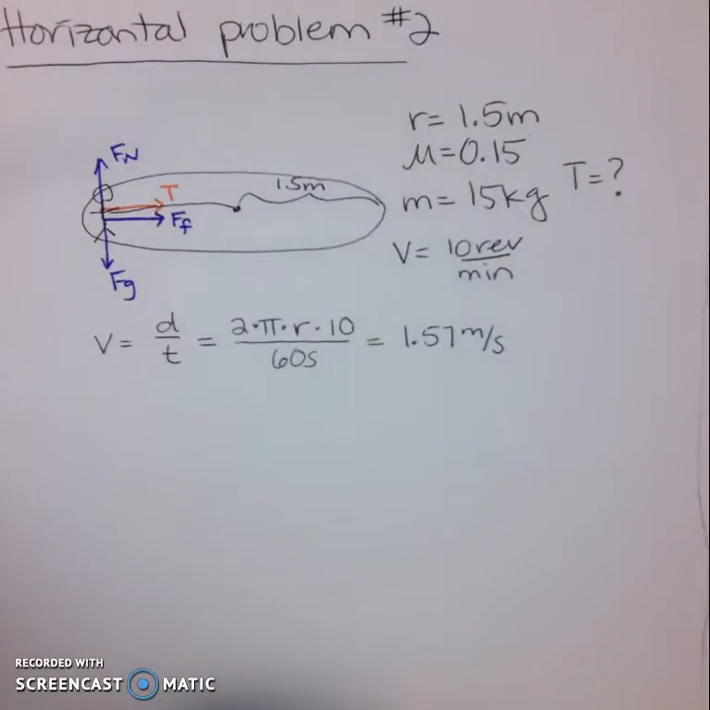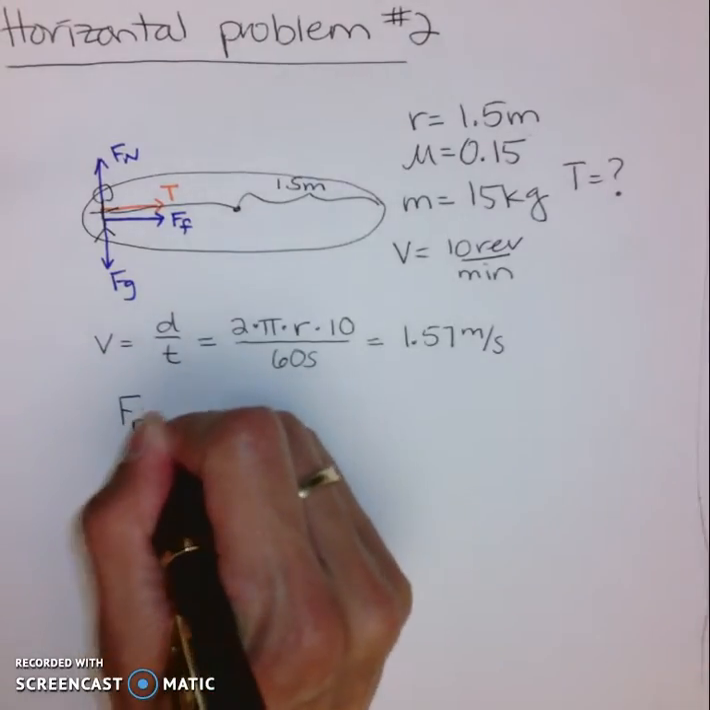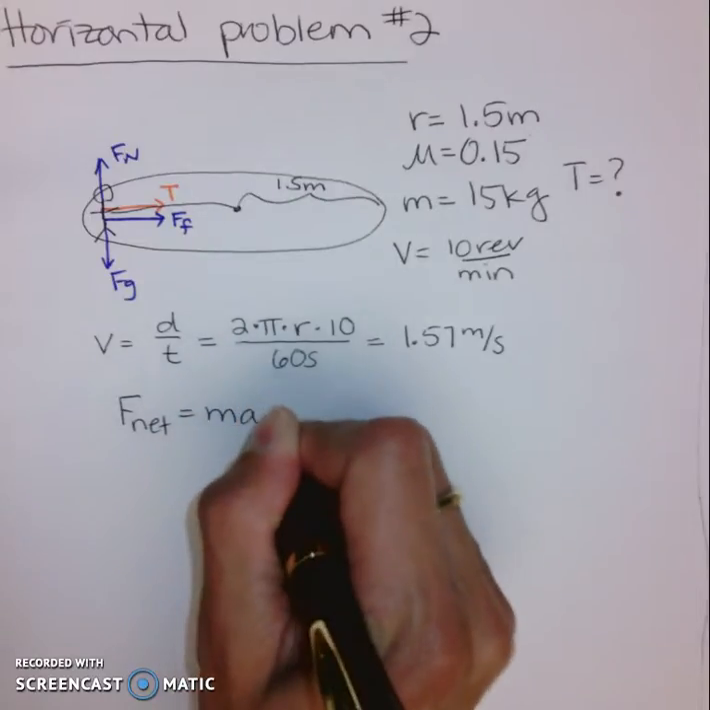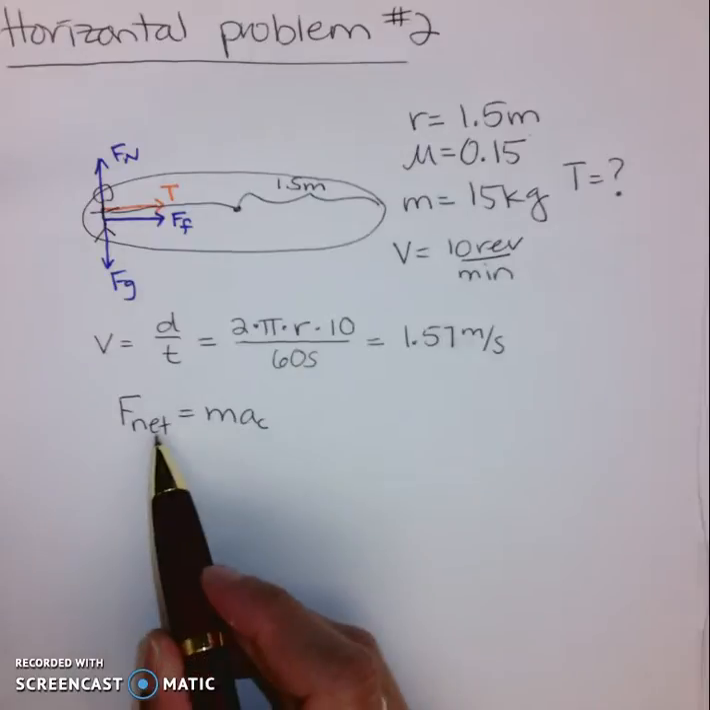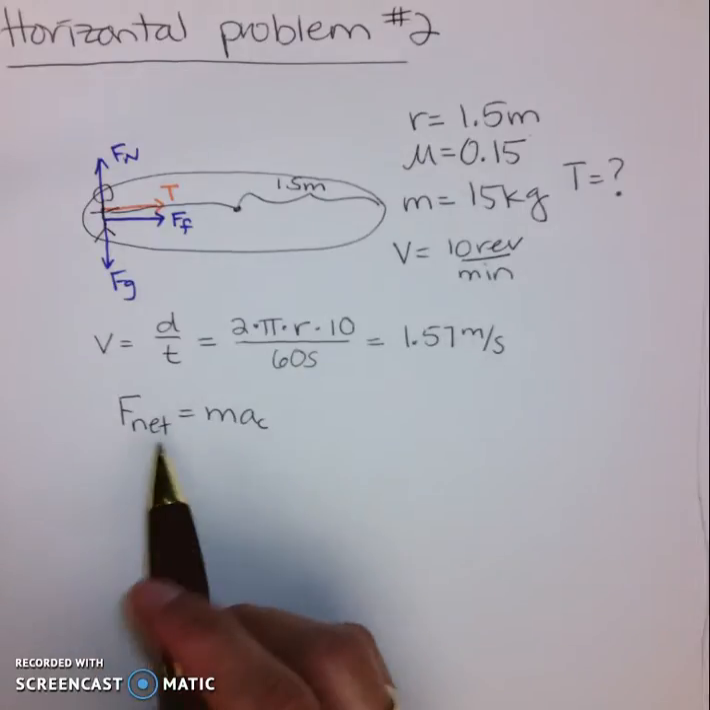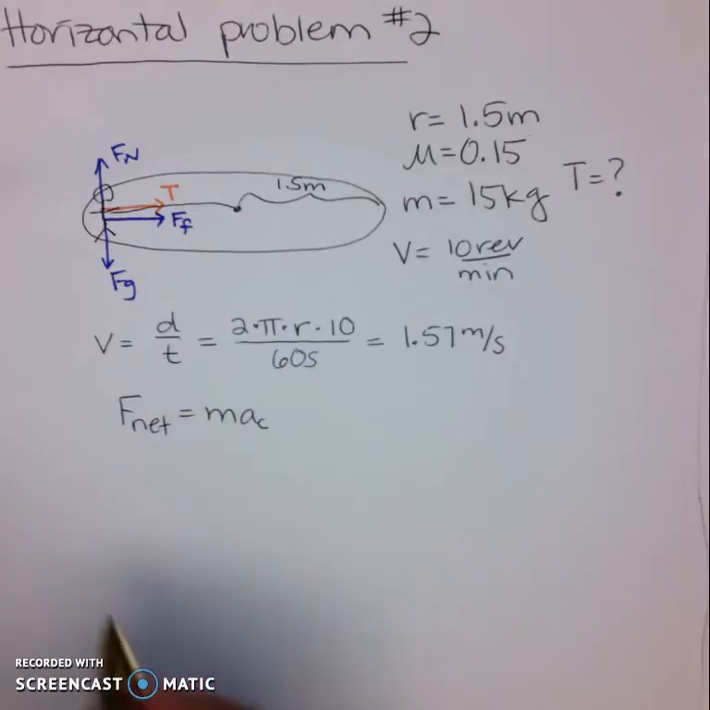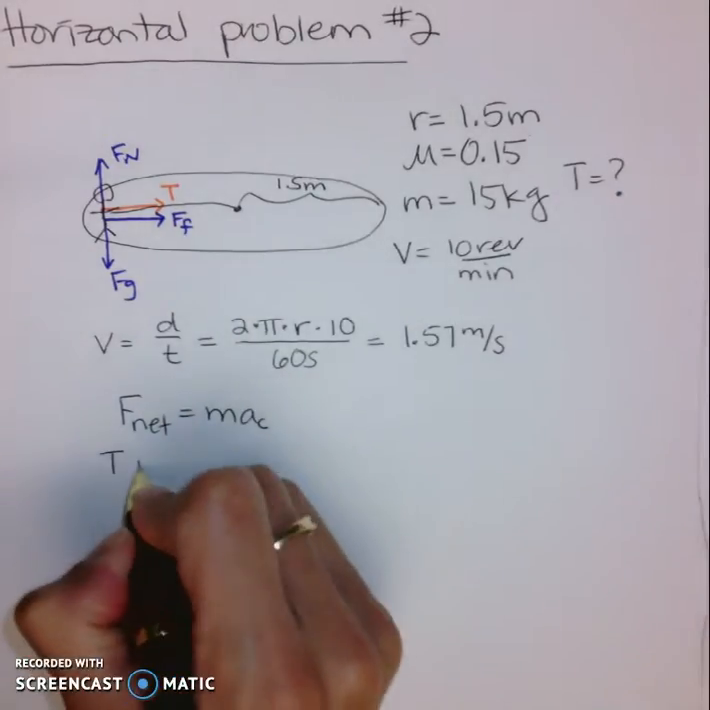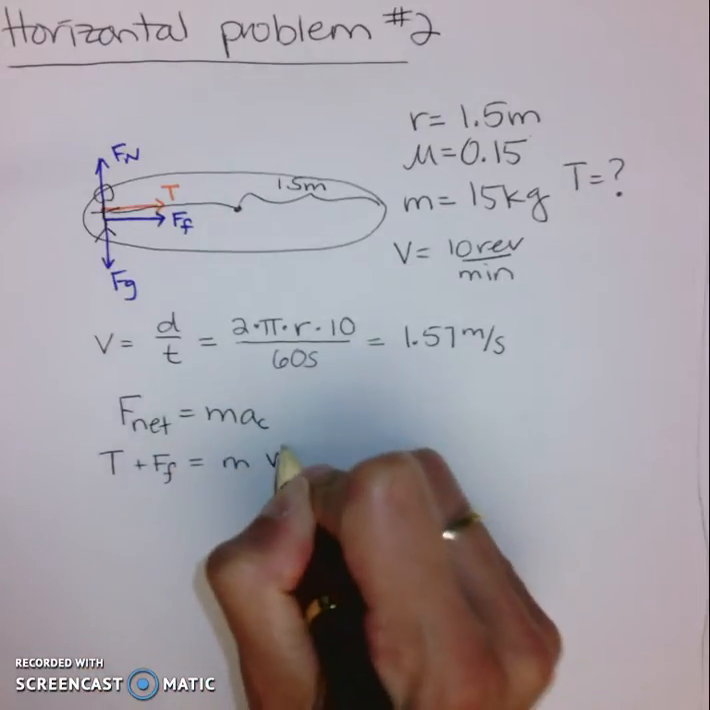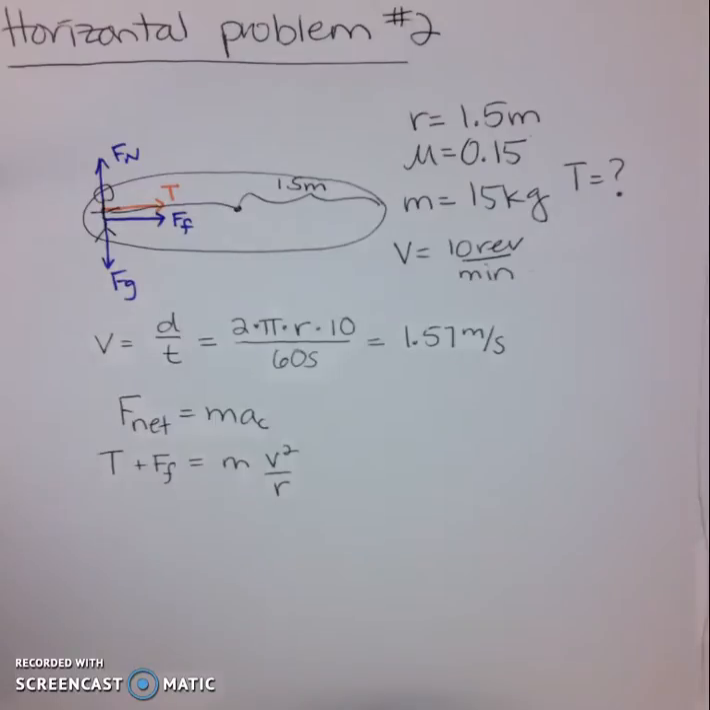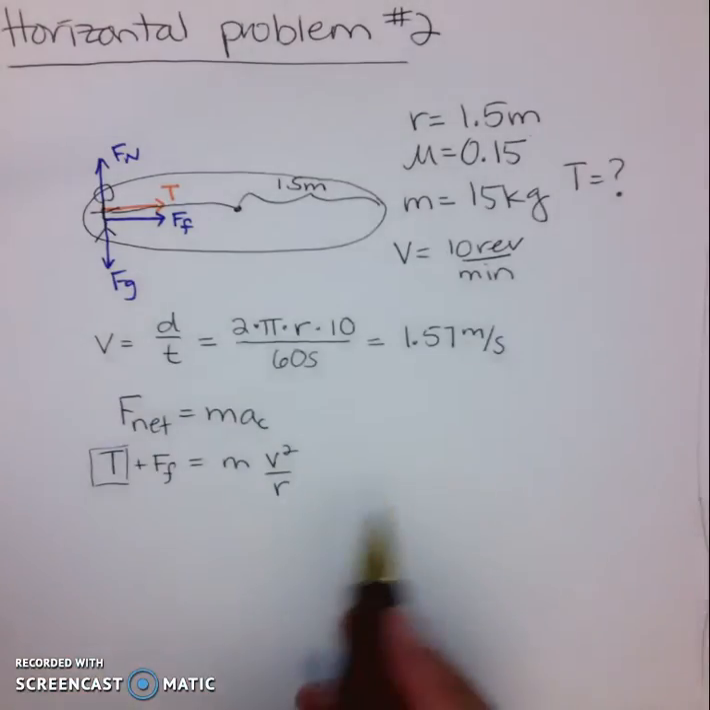So again, because this guy's moving in a circle, I know that I have F net equals m, and I'm moving in a circle, so it's a_c. And F net is my helping minus my hindering. So my helping forces are tension and the force of friction. So I'm going to have tension plus the force of friction equals m, and a_c is v squared divided by r. Okay. And I want to solve for tension, so I'm going to expand this out.